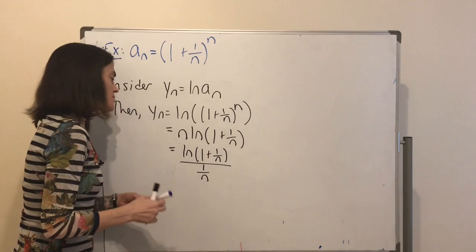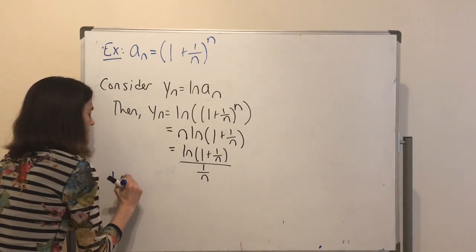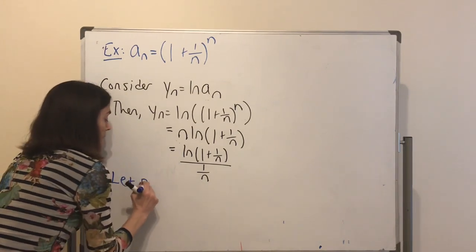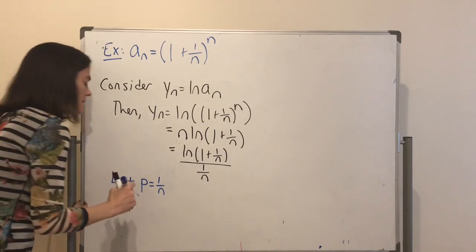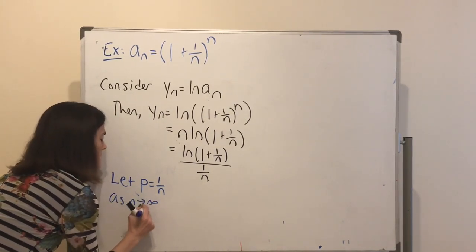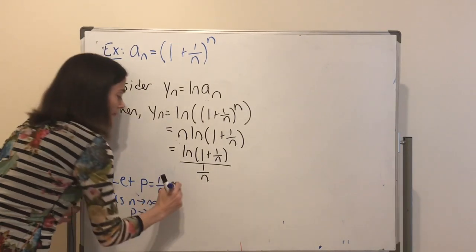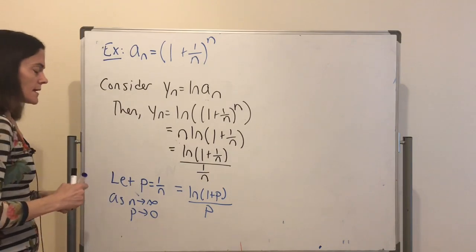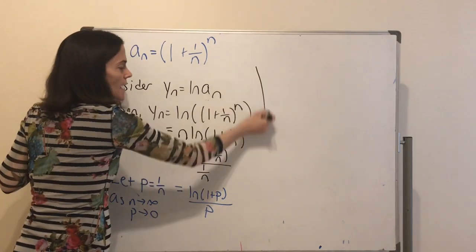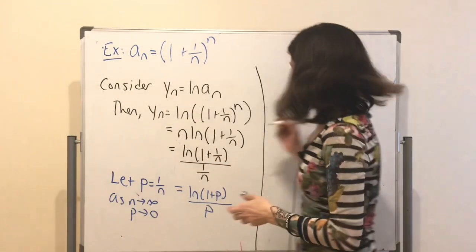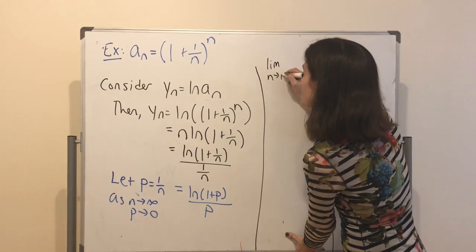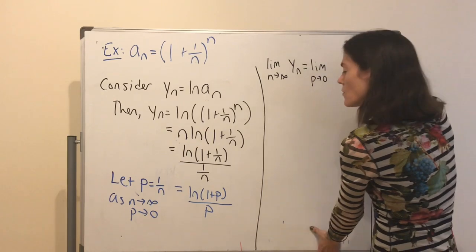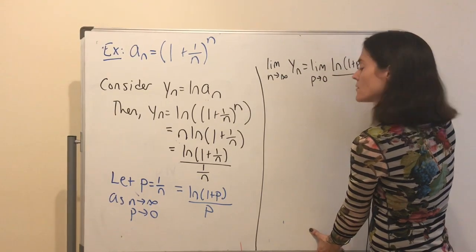Okay, now, just to make this easier on myself when I use L'Hopital, I need another letter. Let's say P equals 1 over n. And then, as n goes to infinity, we know P goes to 0. And I can rewrite this in terms of P. This is ln 1 plus P over P. Okay, this just makes my L'Hopital easier. You don't have to do it like this per se, but it's just going to make my life a little bit easier. Now let's evaluate the limit as n goes to infinity of yn. This is the limit as, I have simplified, P goes to 0 of ln 1 plus P over P.